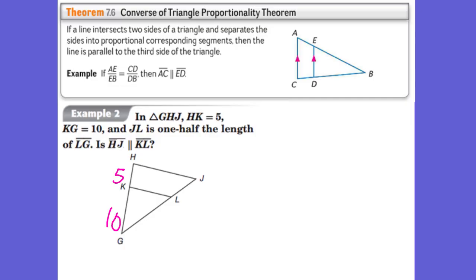So in this problem, we are told that HK is 5, that KG is 10, and that JL is 1/2 of the length of LG. So I don't know what LG is, so I'm going to call it X. So JL is going to be half of that, so JL is half of X.